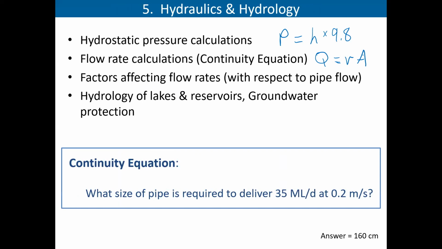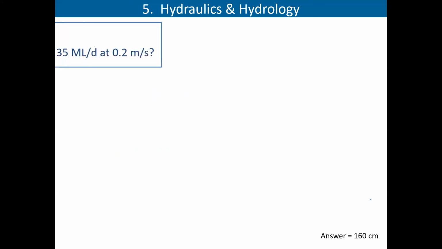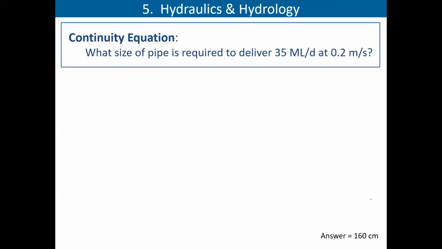So here's the first one, and I'm going to flip to the next slide. It says, what size of pipe is required for 35 megaliters per day at 0.2 meters per second? This is the one that I think half the class got right, and the other half had a couple of minor mistakes. I was pretty encouraged. Most of the minor mistakes were things like people missing a decimal point, so they had something 10 times bigger than it should have been. But it's worth it to review these. So let's take a look at this question.